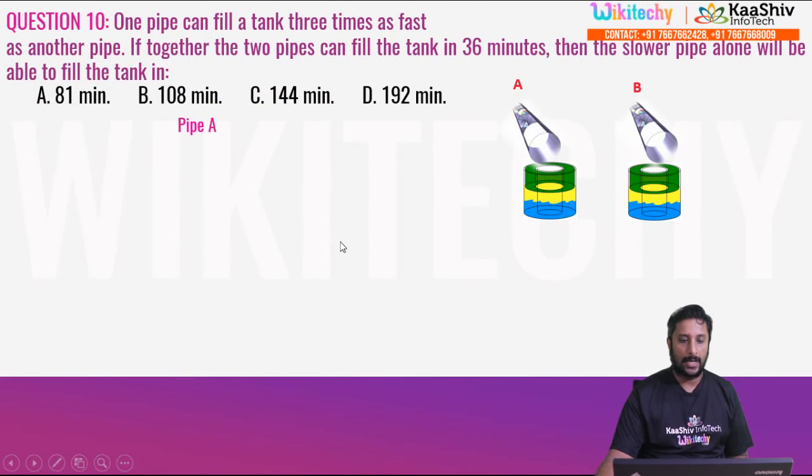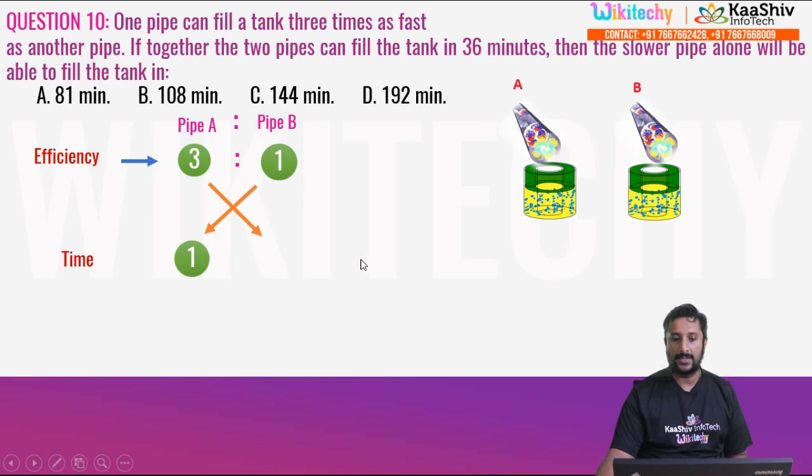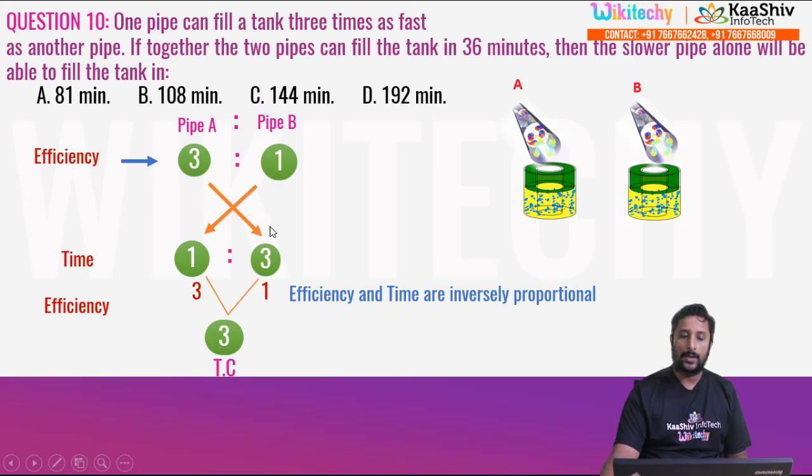So here is the question and this is the answer. I have pipe A and pipe B. The efficiency is 3 times. Pipe A is greater, the big one, and pipe B's efficiency is lesser, 1 time. For the time taken, pipe A, being 3 times faster, will fill in 1 unit, very fast, and the slower one will take more time. So 3 times faster means 1, and 1 time faster means 3. This is how the efficiency is calculated. So efficiency and time are inversely proportional.